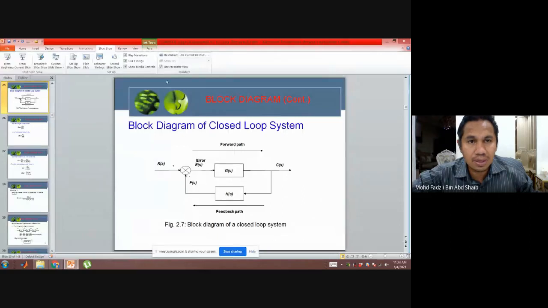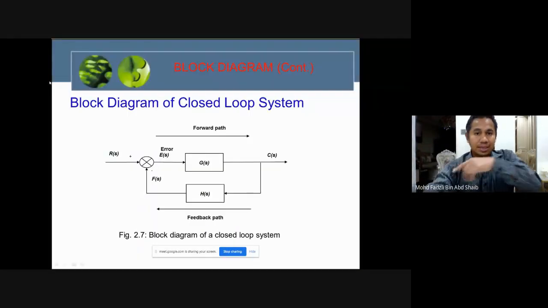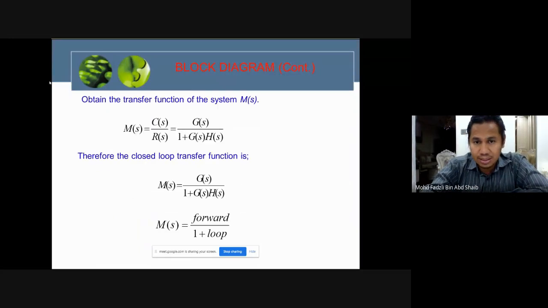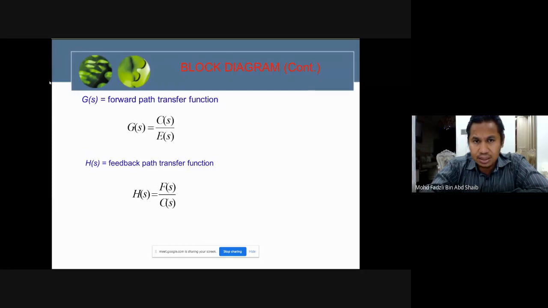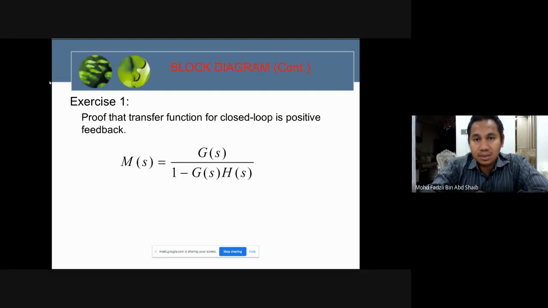You can see in the block diagram here, it is exactly the same. This is the simplification. What I explained to you just now is the details of how to get the formula. Finally, M(s), or C(s) over R(s), output over input, equals G(s) over 1 plus G(s)H(s). This is the formula.